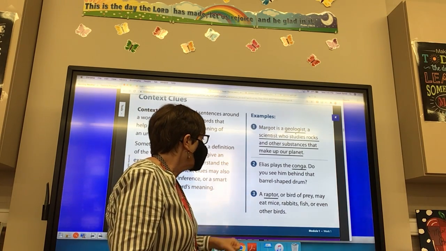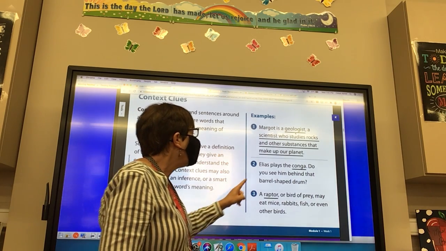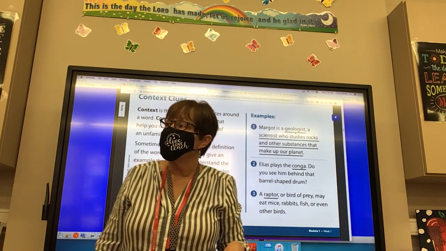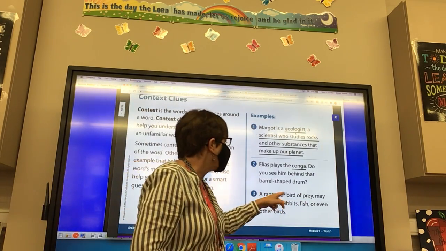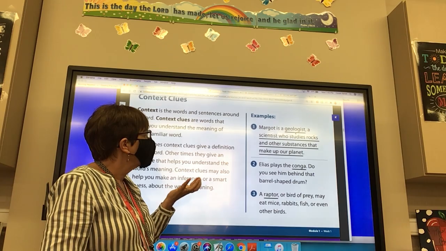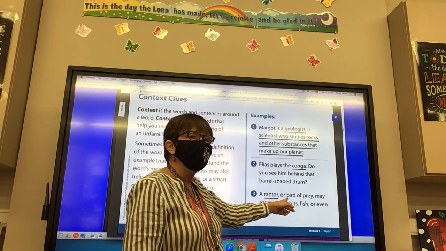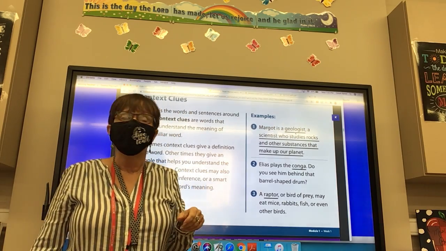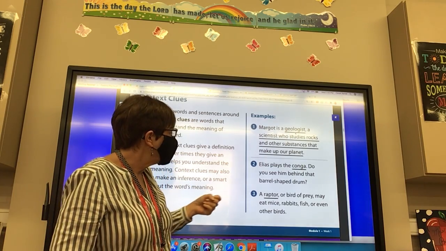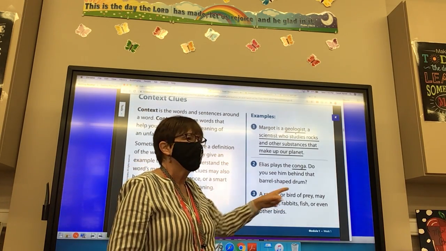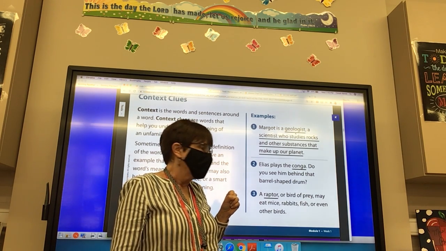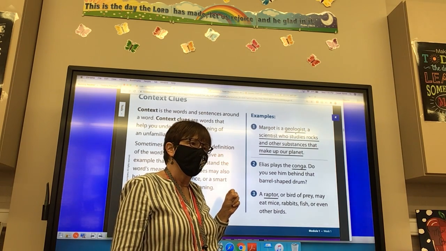Now, let's read here. A raptor, or bird of prey, may eat mice, rabbits, fish, or even other birds. Okay? So, raptor. I'm wondering what a raptor is. Well, look. It's giving me a definition. What is a raptor? It tells me there. A prey. A what? What does it say? A raptor, or bird of prey, may eat mice, rabbits, fish, or even other birds.